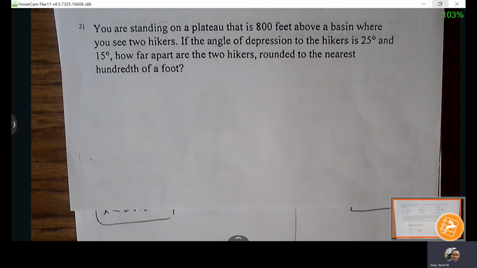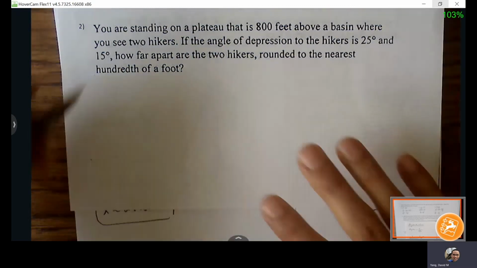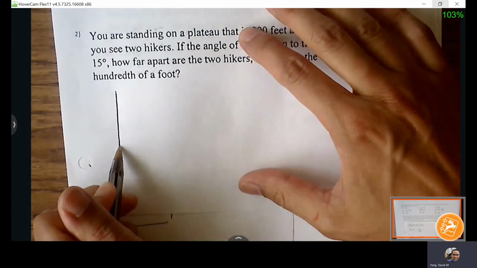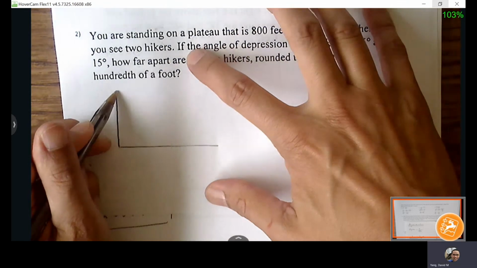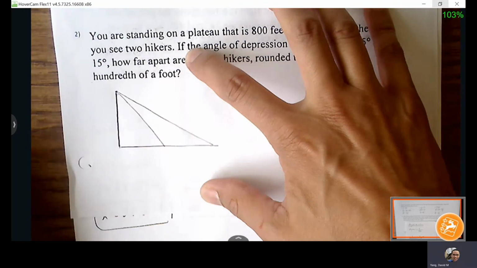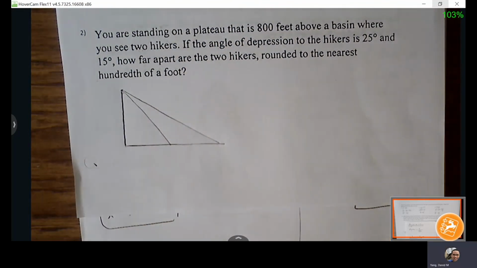This problem says you are standing on a plateau that's 800 feet above a basin where you see two hikers. You're going to draw two triangles, a triangle within a triangle. Can you draw for us? I'm a visual learner. In this case, you do want to treat angle of depression as angle of elevation, right? The lower one is the farther one. That's right.